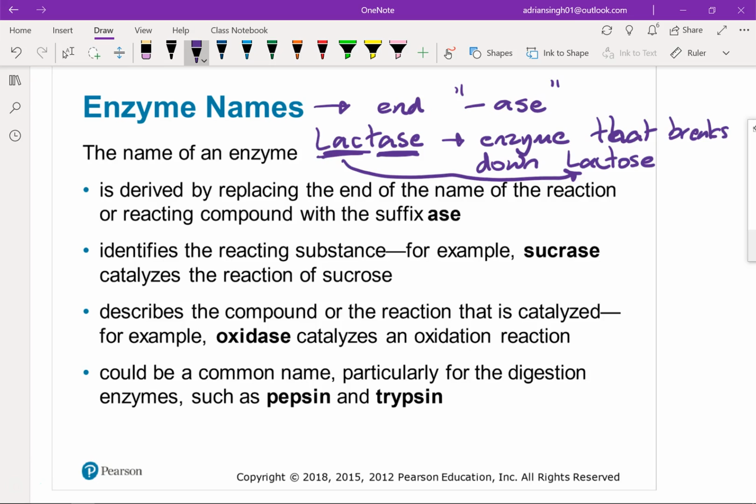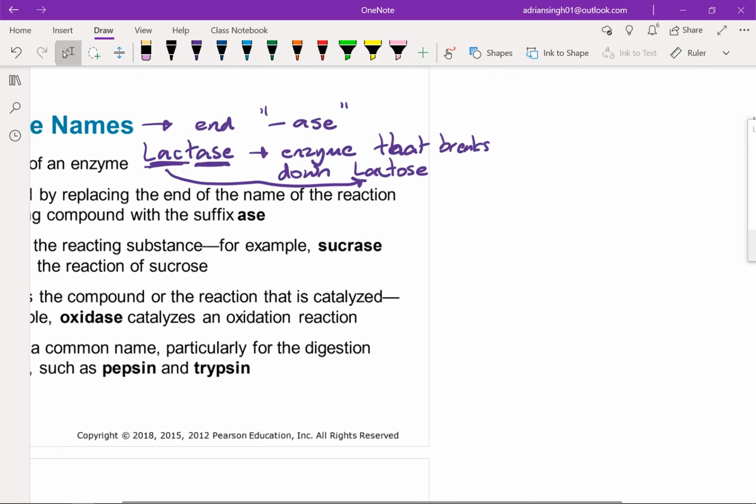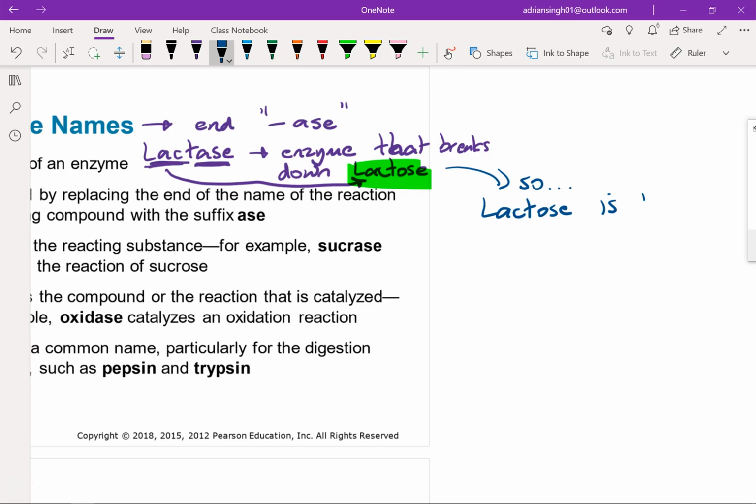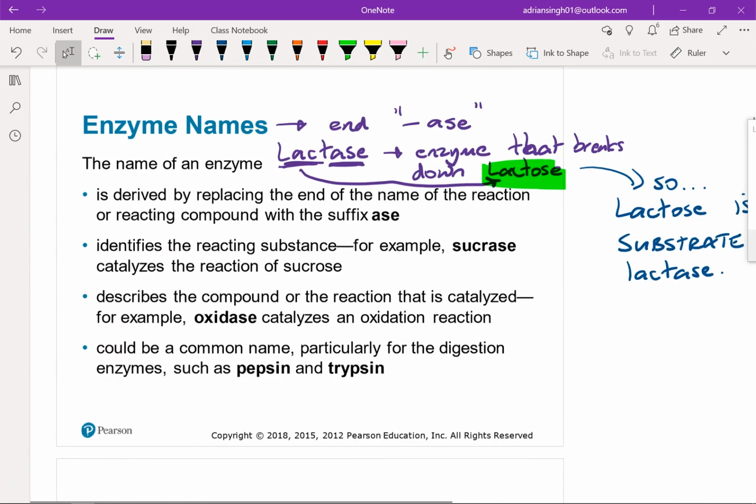So we refer to that substance that it works on as the substrate. All right, so we would call lactose here. So we'd say lactose is the substrate for lactase. In other words, lactose is the thing or the molecule that lactase works on or breaks down or builds up, if that were the case. So enzymes are named typically that way.